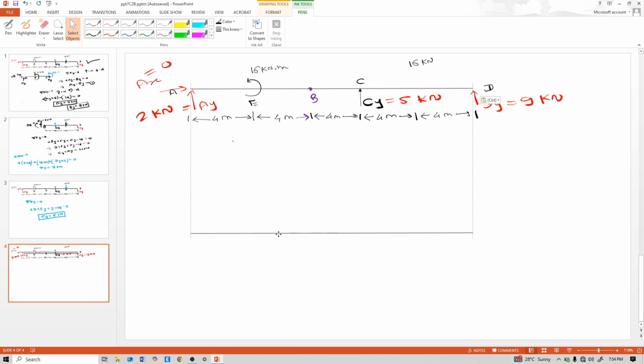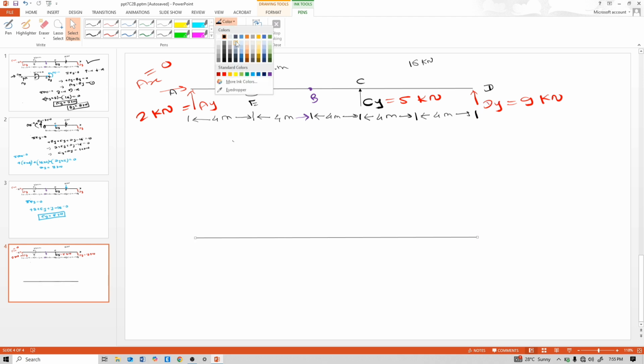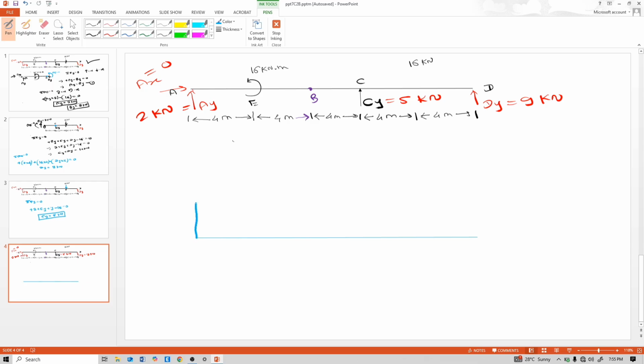So calculate shear. This Ay is upward, so this 2 kilonewton. Shear force at A equal to 2 kilonewton. Now calculate shear force at E. This moment doesn't contribute in shear force calculation. So in between A to E there is no load, so here no load, that means here is a horizontal line.